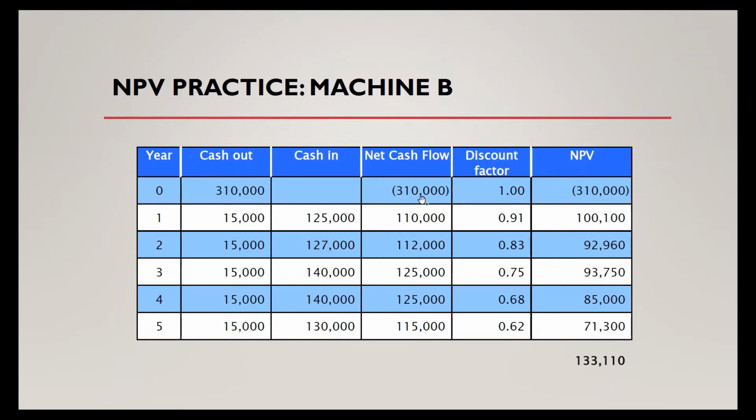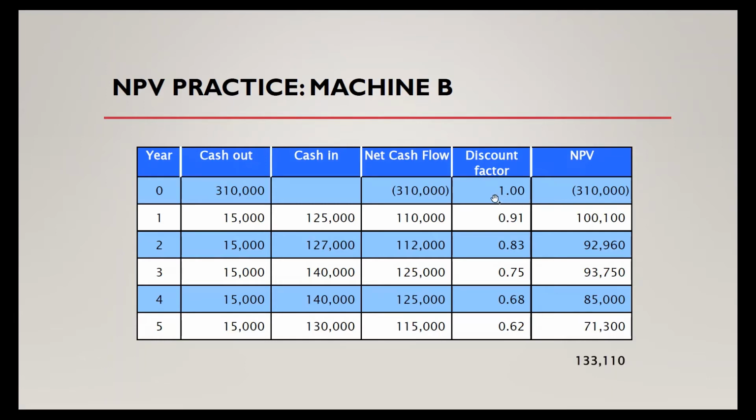For the year 1, the cash inflow is 125,000, and then the cash outflow is £15,000. For the net cash flow of the year 1, we subtract 125,000 by the 15,000. It gives us 110,000. And to calculate the discount factor, for the year 0, which is today, we do not make any discount.